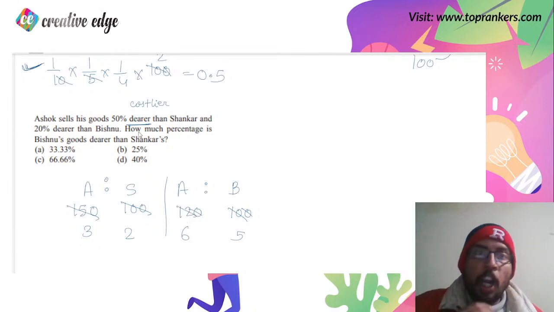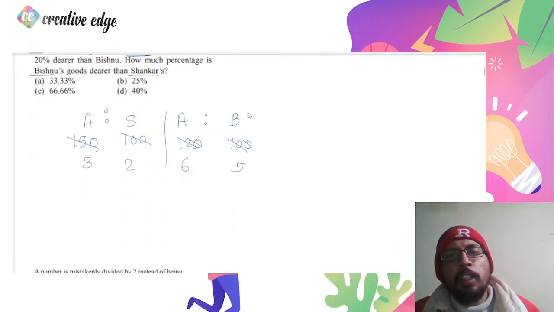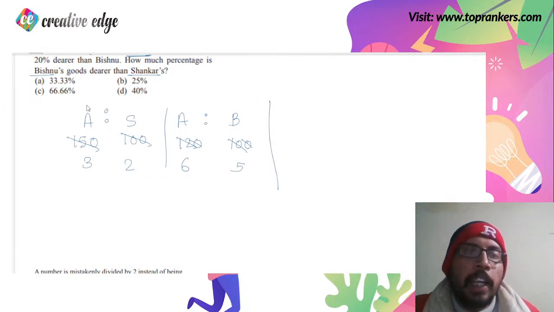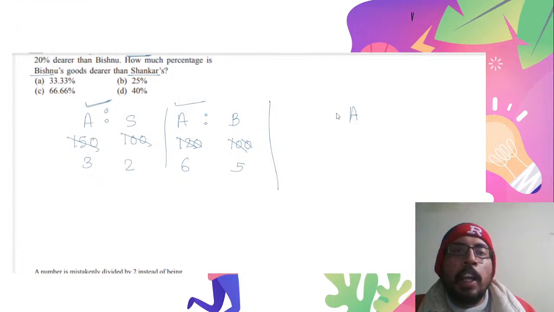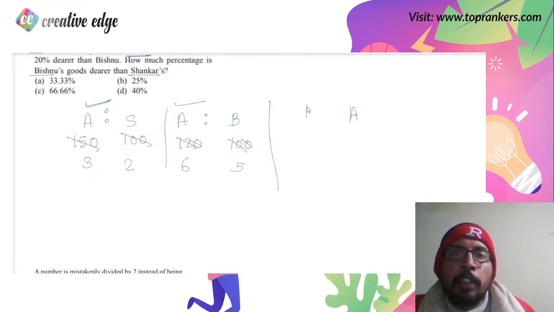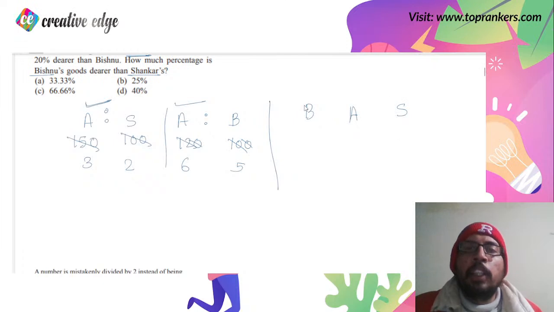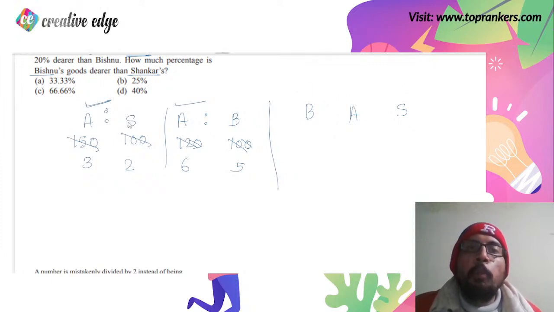So we have to find how much percentage Vishnu's good is dearer than Shankar. That means we have to compare both Vishnu and Shankar. So let us bring all of them, that is Ashok, Shankar and Vishnu, on a single scale. Ashok is present in both ratios, so I will keep Ashok in between, with Vishnu on the left hand side and Shankar on the right hand side. You can do it the other way around as well, but Ashok should be in the middle, because Ashok is the one person who is common to both the ratios.